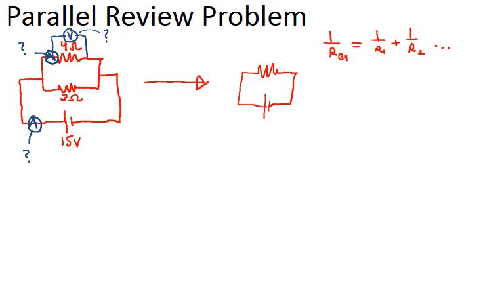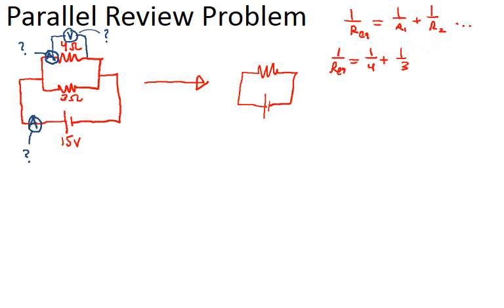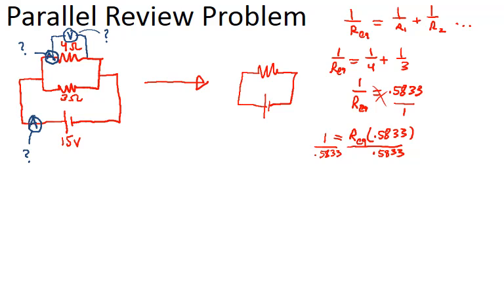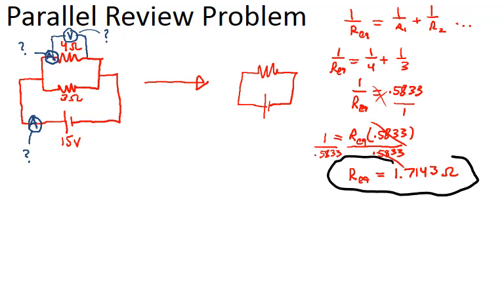Okay, so we bring them all together. 1 over Req equals 1 over R1 plus 1 over R2 and so on. In this case, we only have 2. So 0.5833 equals 1 over Req. We cross multiply, then divide both sides by 0.5833, and we get 1.7143. Now what's crazy is this amount here is less than even this one or this one, right? So if you add up resistors in parallel, they come out to be even less than those. And so, yeah, we've got that.